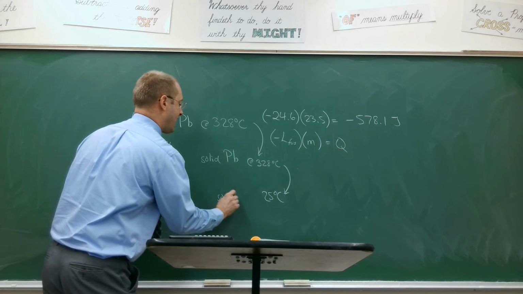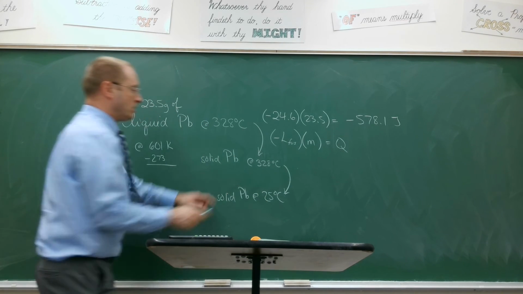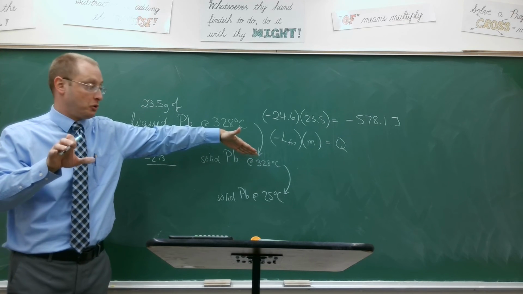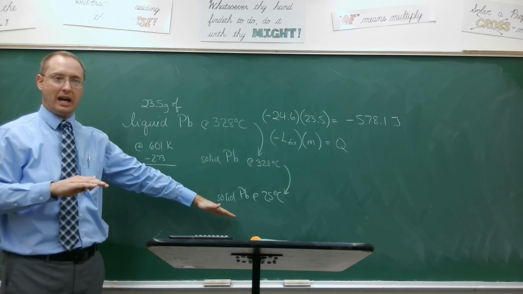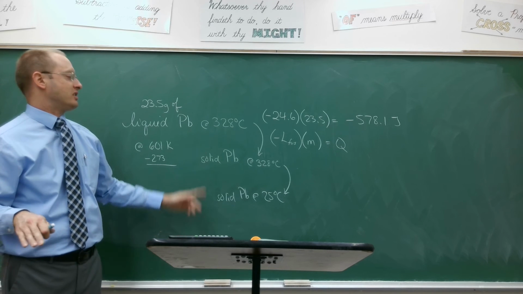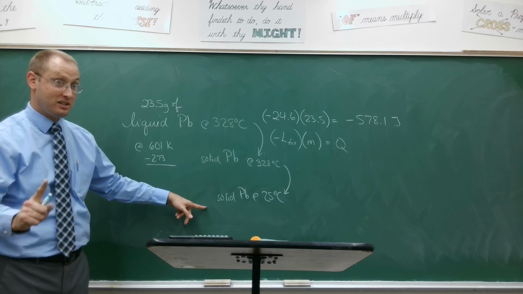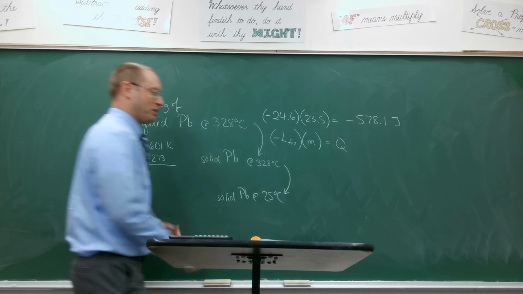Now it's already a solid, so that part's good. But you see, we want to take our solid lead that's still really hot, right there at that rather volatile melting point, and drop it all the way down to nice, easy room temp. This is not a state change, is it? It's a temperature change. So we need what formula for Q?